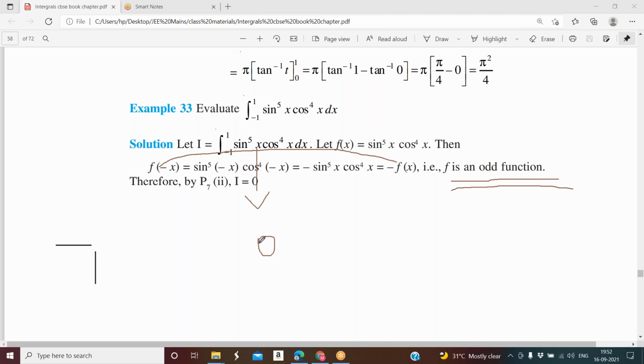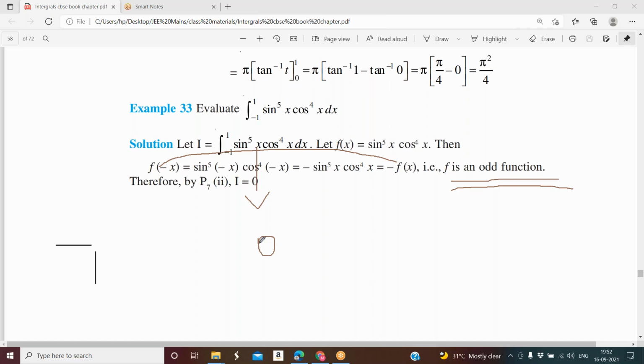Okay, that's why I'm telling you, when you see the problem, you have to check whether we can apply any property here. That is the most important thing. In the first step, you have to check whether we can apply any property. First, you check whether the given function is an even function or an odd function. That is to be verified first.